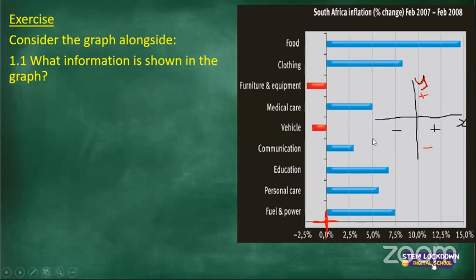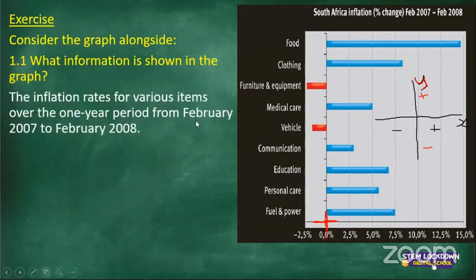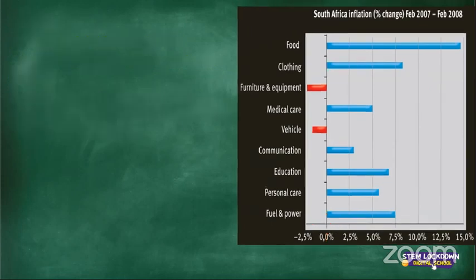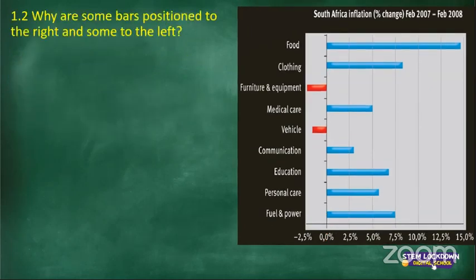Okay, we are seeing the information is the inflation rate from February 2007 to February 2008. Okay, that is a correct answer. It is the inflation rates for various items over the 1-year period from February 2007 to February 2008. So Lisedi would get this one correct. That's what we understood from this graph, right? Simple enough. Now, let's move on to the next question.